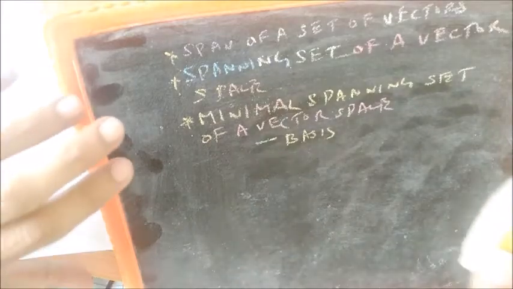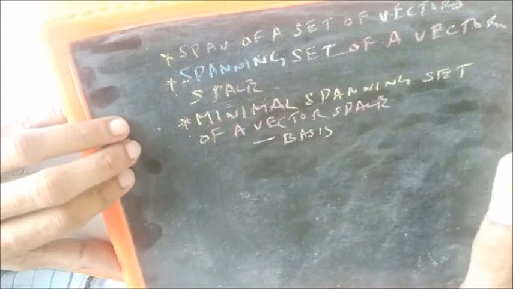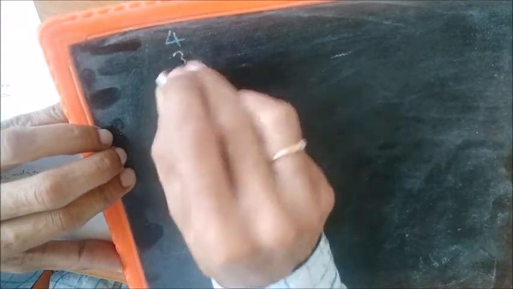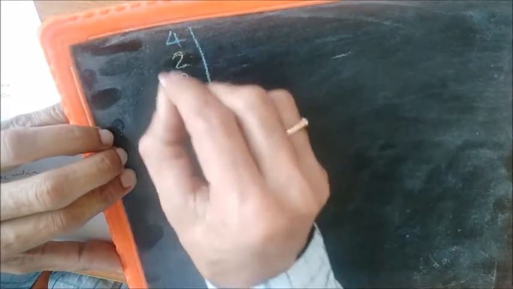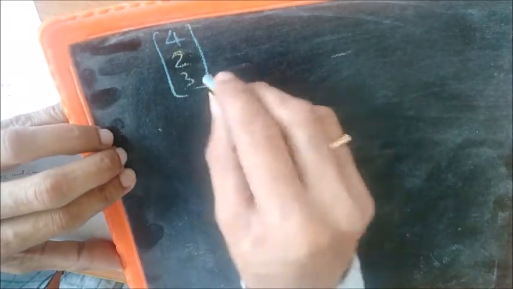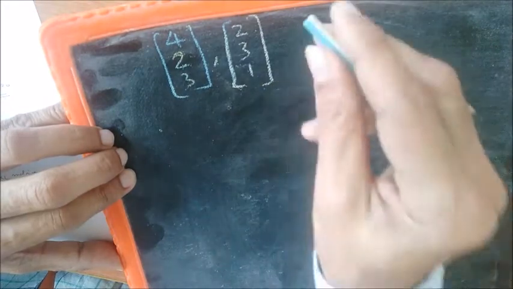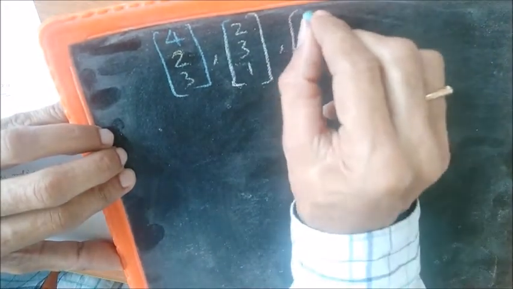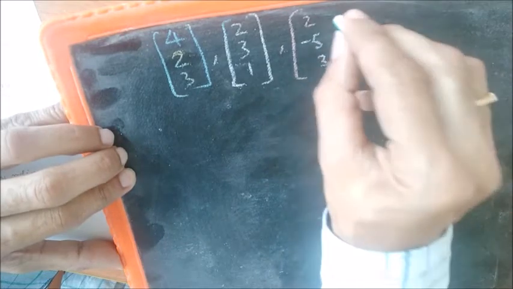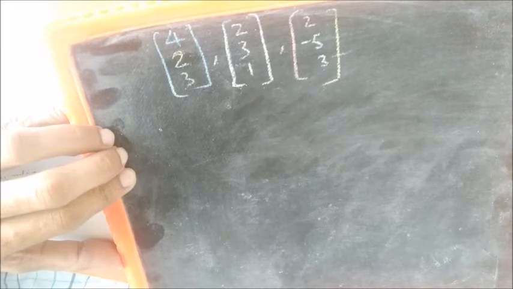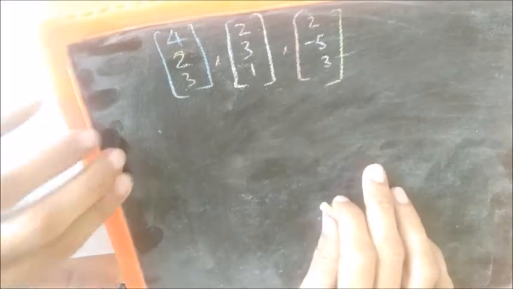Now, moving on, before we move on to the next topic, we will work out maybe a couple of examples. So the first example is, let's say we have three vectors from R3, say (4, 2, 3), (2, 3, 1), and (2, -5, 3). So these are vectors from R3. Now we have to find out whether these vectors are linearly independent.